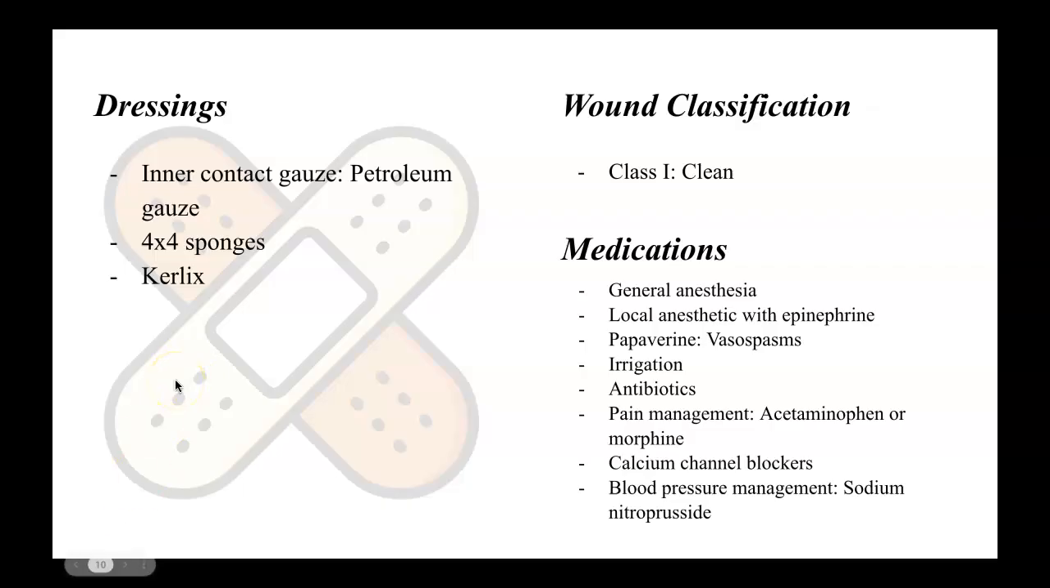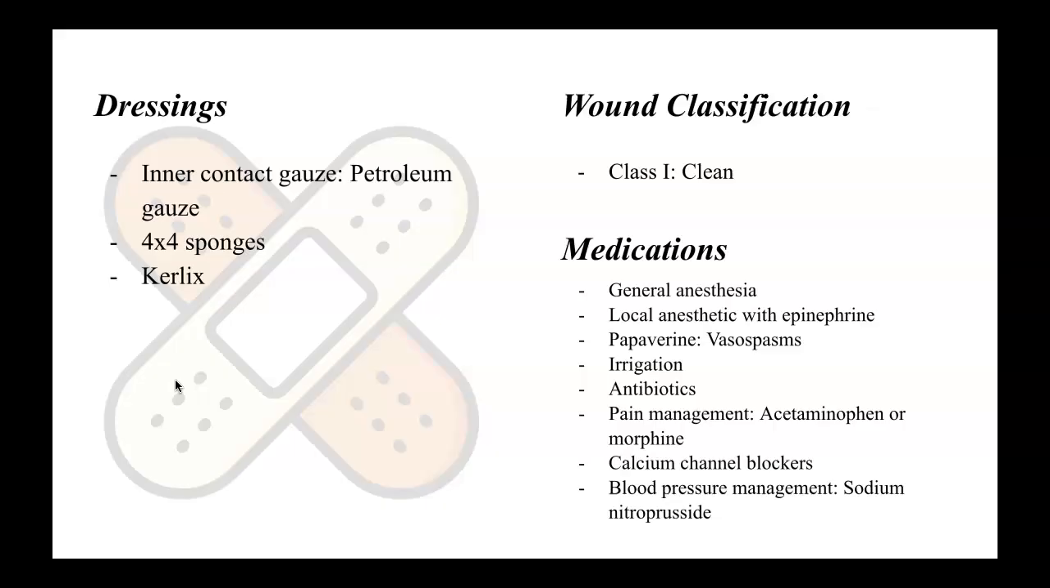So for dressings, you're going to have an inner contact gauze, probably petroleum gauze, 4x4 sponges, and Kerlix wrapped around the head. Your wound classification is class 1, clean. And then the medications, there are a lot of medications that can go into this. I listed the ones that I think are pretty important.